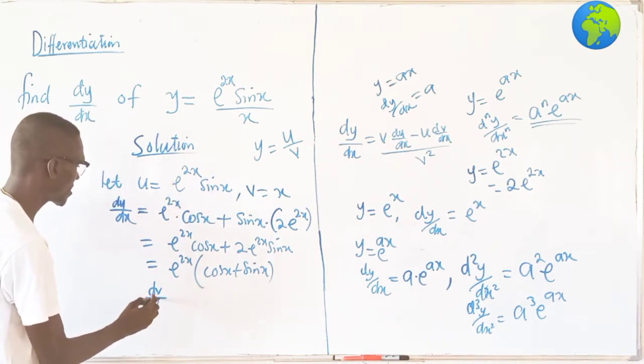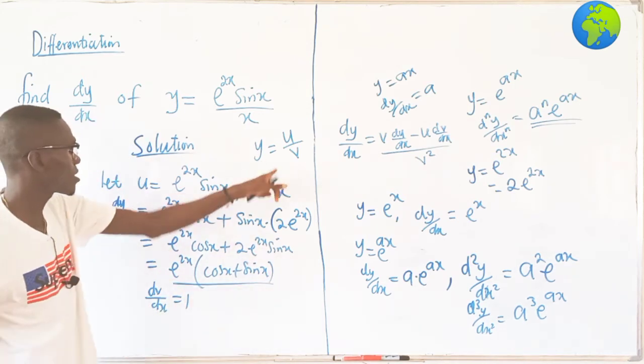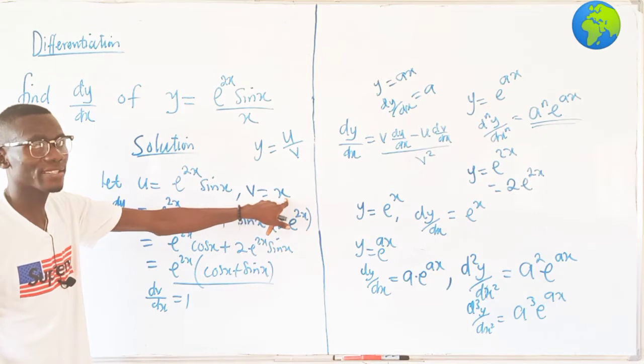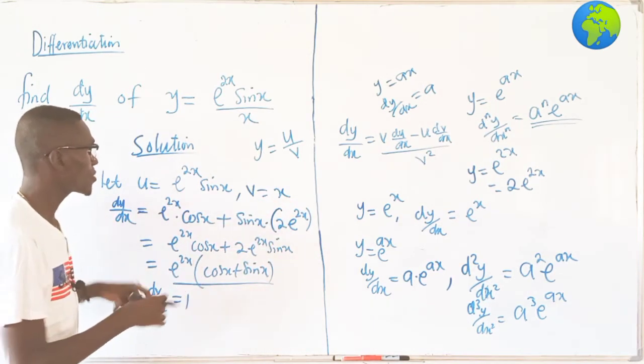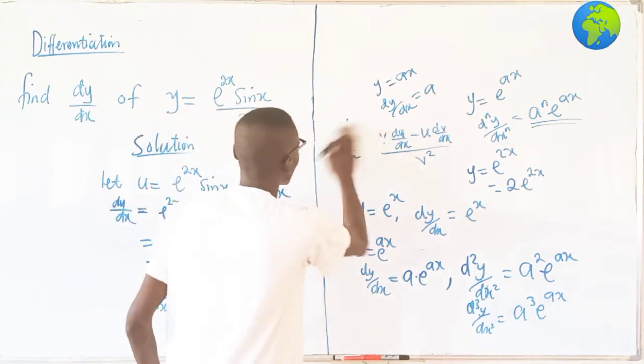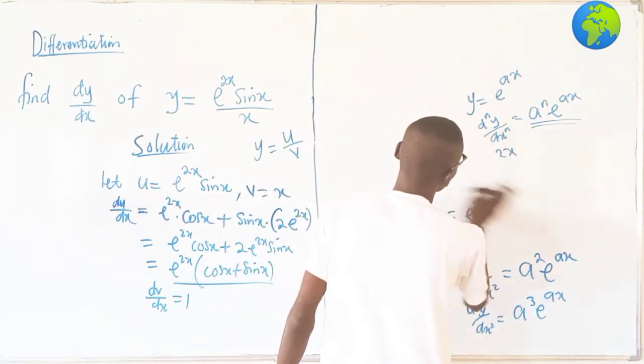So dv dx is going to be 1, right? dv dx is what? 1, because v is what? x. So the derivative of x is what? 1. So we have everything. The next thing is to just substitute in the formula.